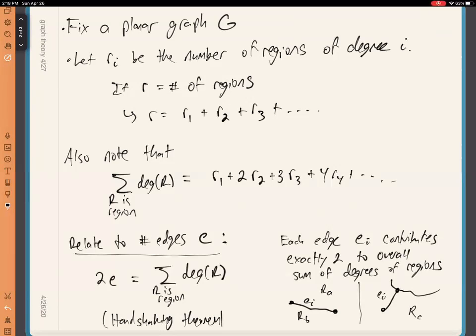But remember, we said that this edge will count twice towards the count of the degree of RC. And so this is one of the reasons why we make that assumption, so that this formula is still valid. Right, and so in case 1, it contributes 1 to the degree of RA and 1 to the degree of RB. In case 2, it contributes 2 to the degree of RC. And these are the only 2 cases, and so in any case, it'll contribute exactly 2. So we have this sum, and this is like the version of the handshaking theorem, but for regions.